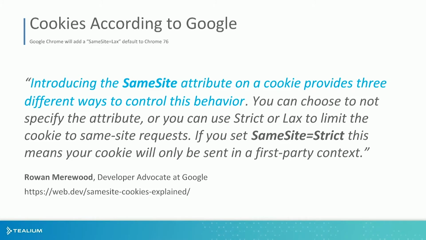Here's a quote from someone named Rohan. Introducing the SameSite attribute on a cookie provides 3 different ways to control this behavior. You can choose to not specify the attribute, or you can use strict or lax to limit the cookie to SameSite request. If you set SameSite equals strict, this means your cookie will only be sent in a first-party context.